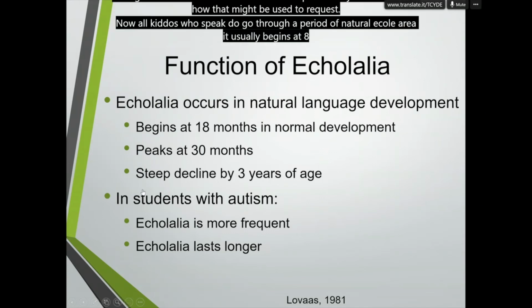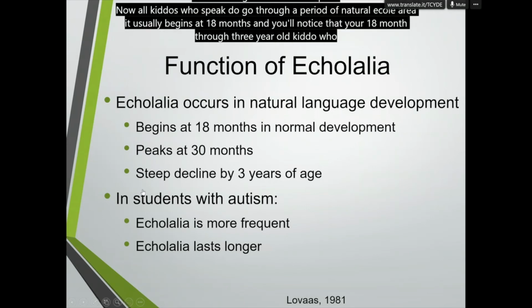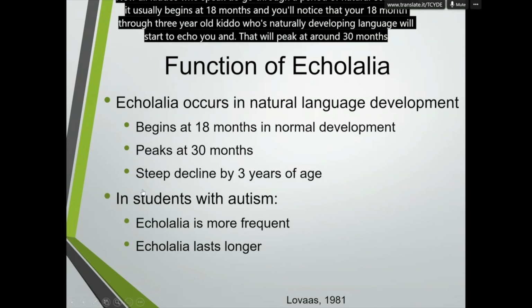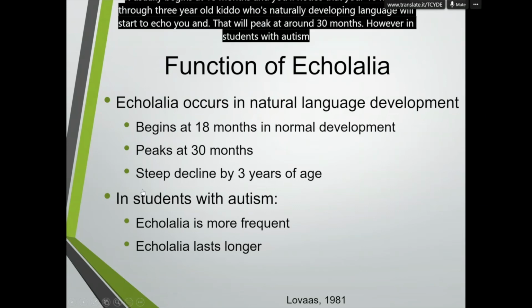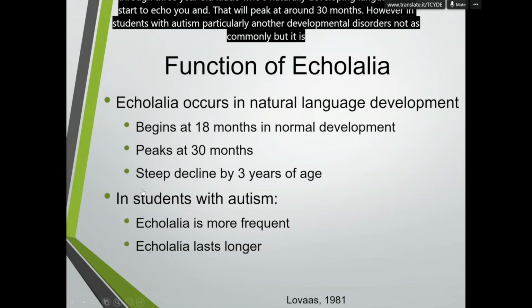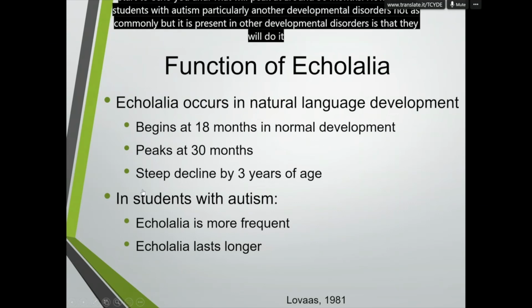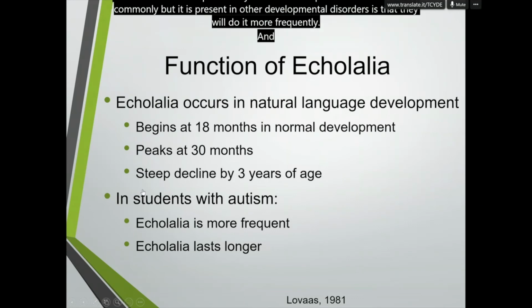And you'll notice that your 18-month through 3-year-old kiddo who's naturally developing language will start to echo you, and that will peak at around 30 months. However, in students with autism particularly, and other developmental disorders, not as commonly, but it is present in other developmental disorders, they will do it more frequently, and echolalia will last beyond that 3 years of age.